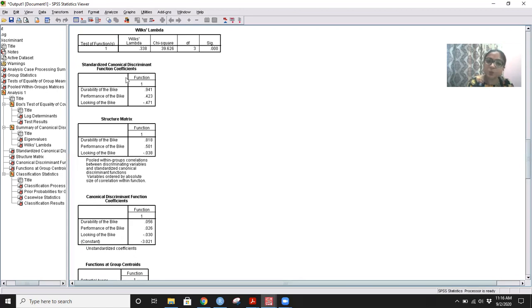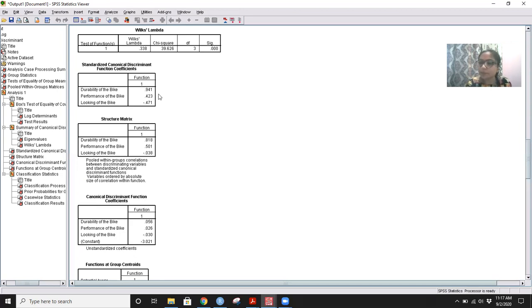Okay, so let's first look at the standardized canonical discriminant function coefficients. These serve the same purpose as the beta weights in multiple regression, just that these are standardized. They indicate the relative importance of each independent variable in predicting the dependent variable. So they allow you to put the comparison on a common footing, because all of these are standardized. That's the benefit of standardizing your data, right?